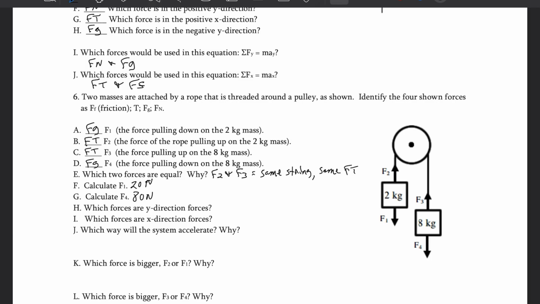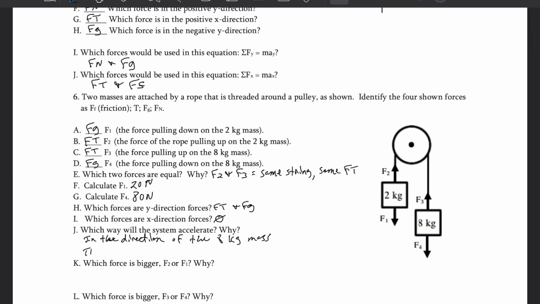Which forces are in the y direction? They're all in the y direction. Which are in the x? None. Which way does the system accelerate? It's going to go, 2 is going up, 8 is going down. So in the direction of the 8 kilogram mass.